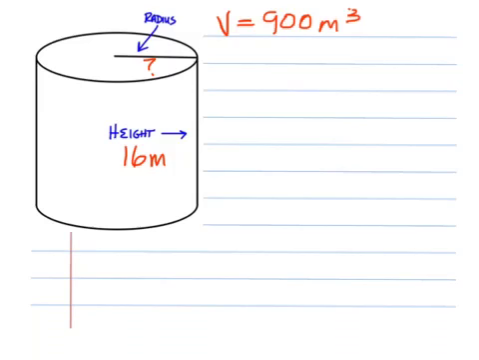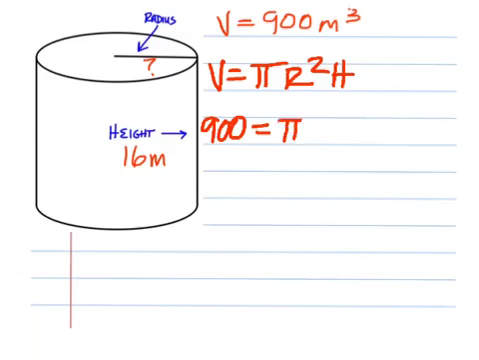For this problem, you know the volume is 900 meters cubed and the height is 16 meters. But in this case, you don't know the radius. Start by writing out the formula and then plugging in everything you know. We don't know the radius, but we do know the height. There is nothing more to simplify here, so you can go straight to division.